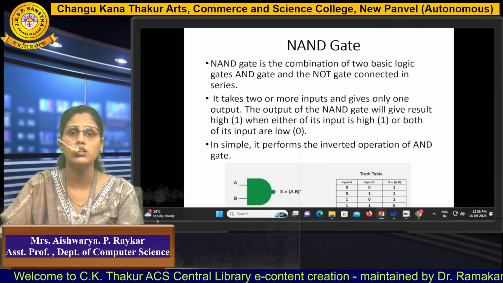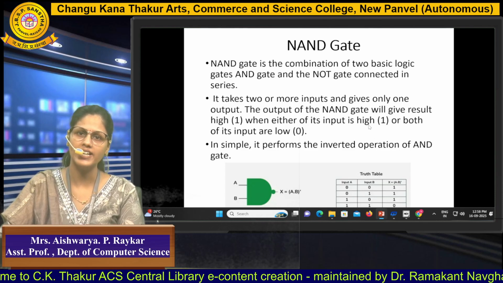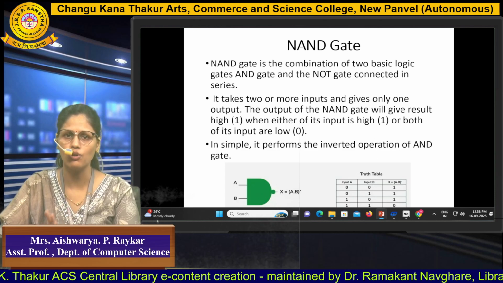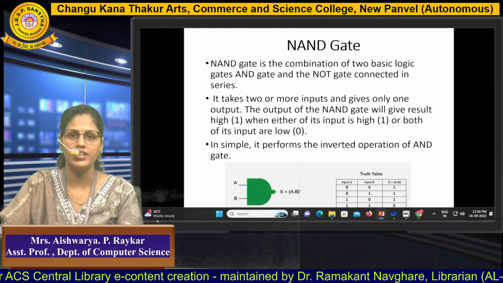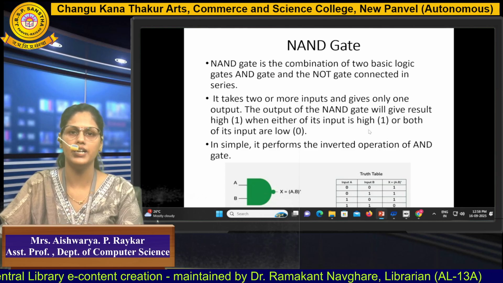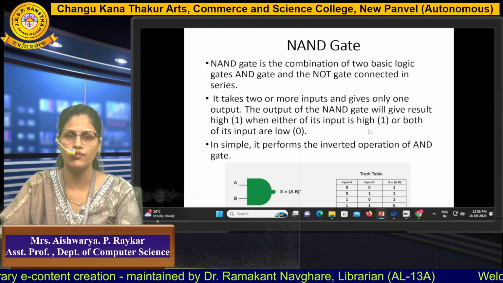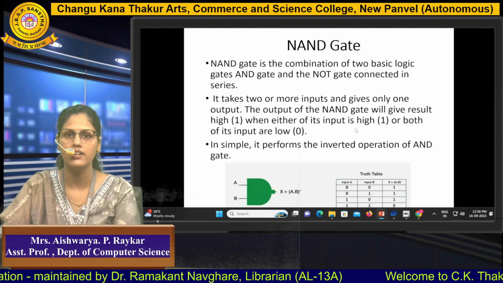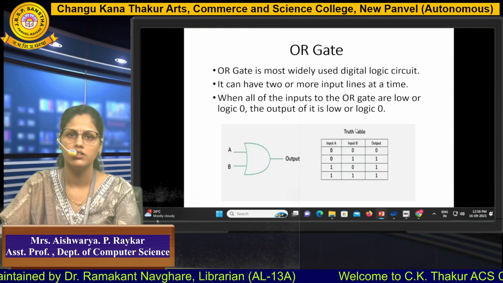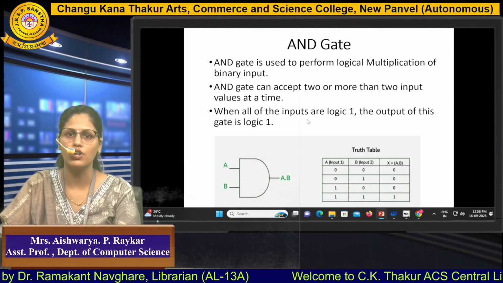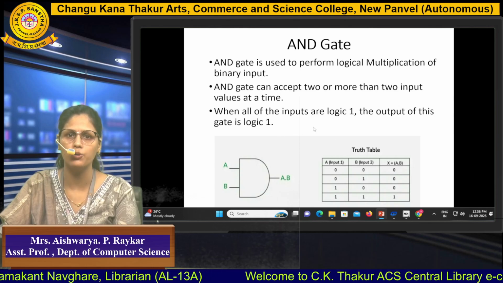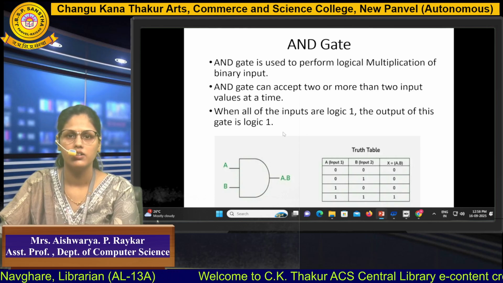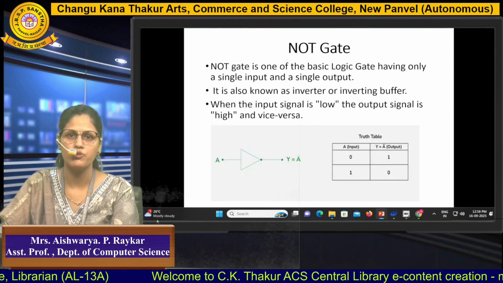Now let's come to the NAND gate. So NAND gate is a combination of AND plus NOT. And when it comes to the truth table of NAND, it is just exactly opposite of AND. Now just we discussed about AND gate. Let's come back to the AND gate. Here, what did I say? When all the inputs are 1, the output is 1. So it is exactly opposite to the AND gate.